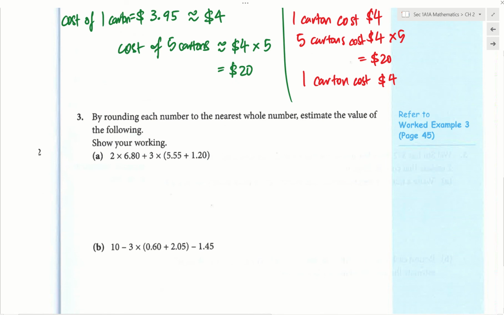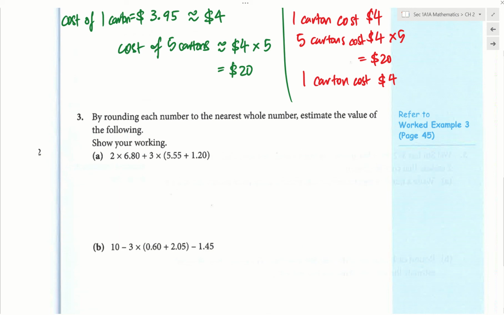Question 3. By rounding off each number to the nearest whole number, estimate the value of the following. Each number. How many numbers do you see over here? 1, 2, 3, 4, 5. Good. There are 5 numbers.